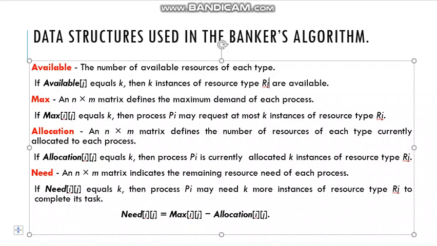Then Max. Maximum is defined as a matrix. Why? Because there are multiple processes, like process one. We'll see why it is declared as a matrix when we take an example.